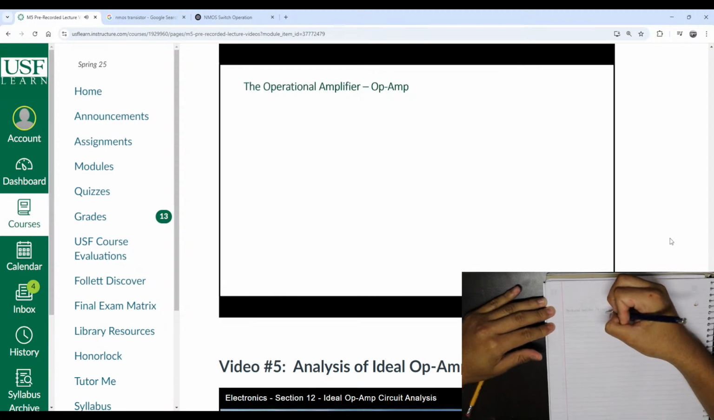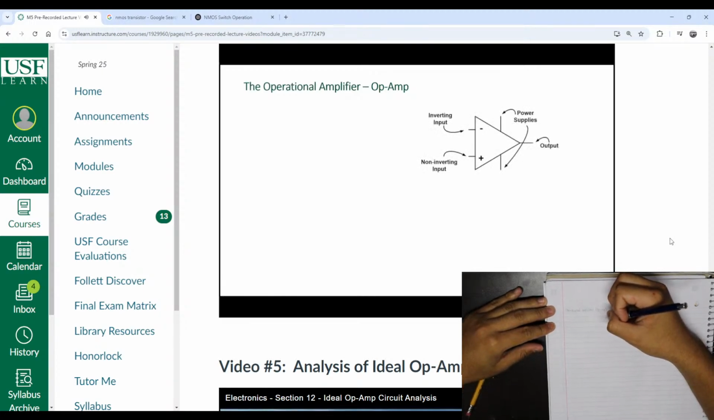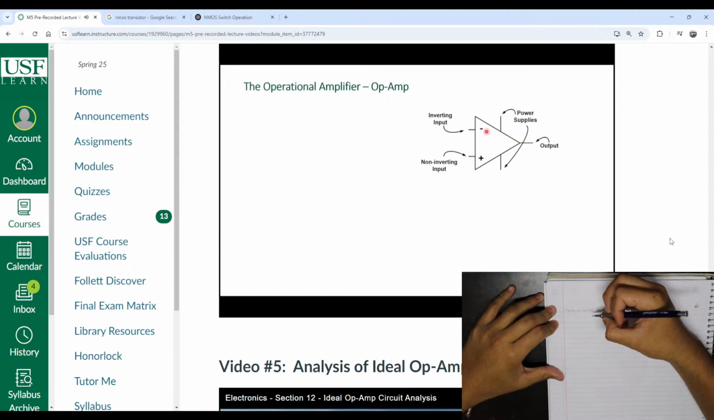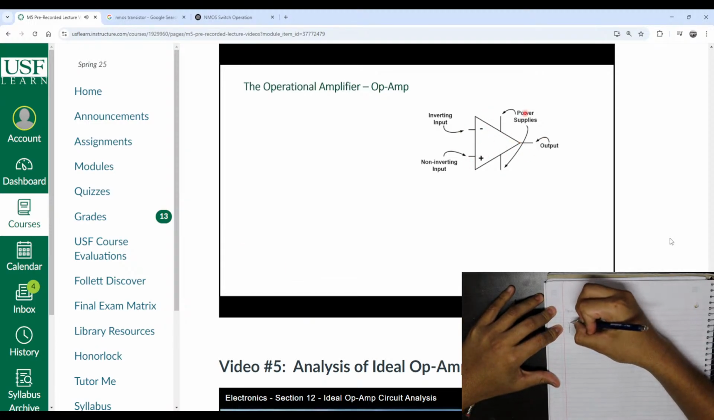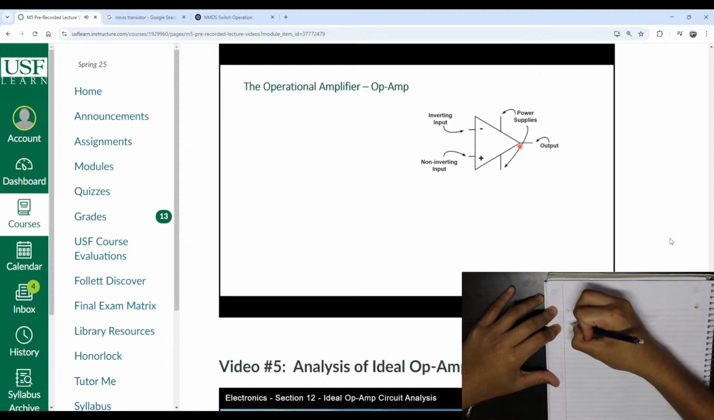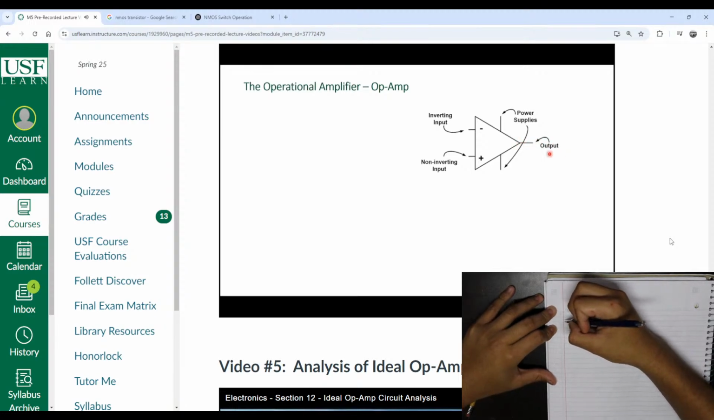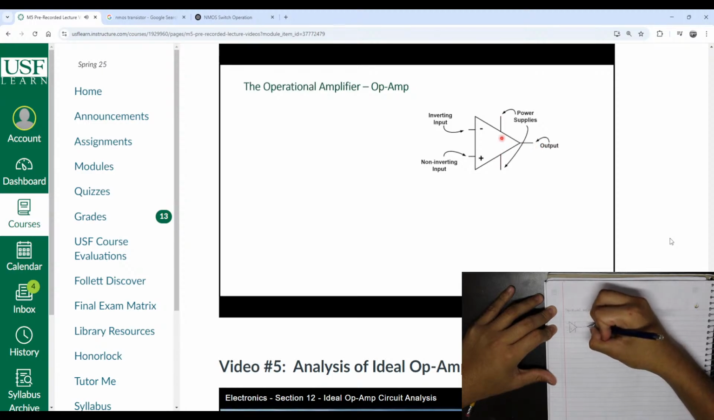The operational amplifier, again, we refer to them as op-amps for short. Here it is. This is the symbol for the op-amp, this triangle here. And in this case, we labeled 5 terminals, right? The 2 inputs here, these are the inputs. The one corresponding to the negative sign here is known as the inverting input. The one corresponding to the positive sign is called the non-inverting input. This output here at the point of the triangle is the output. And these other 2 terminals here are for power supplies.